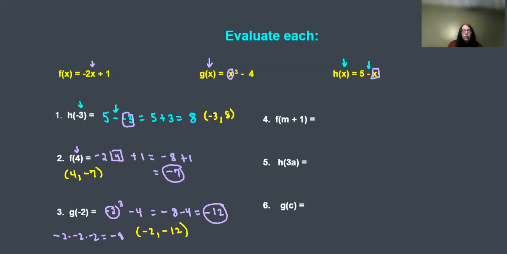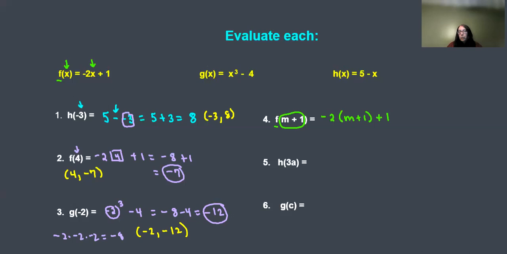Now, first of all, let's erase this, clean these up a little here. All right. So in the first one here, they want us to replace x with m plus 1. So I'm using the f function, and wherever I see an x, I'm going to put m plus 1. So it's -2 times x. Well, x is m plus 1. And then I've still got to add 1. So I put m plus 1 in for x, and I've got to do -2 times that.